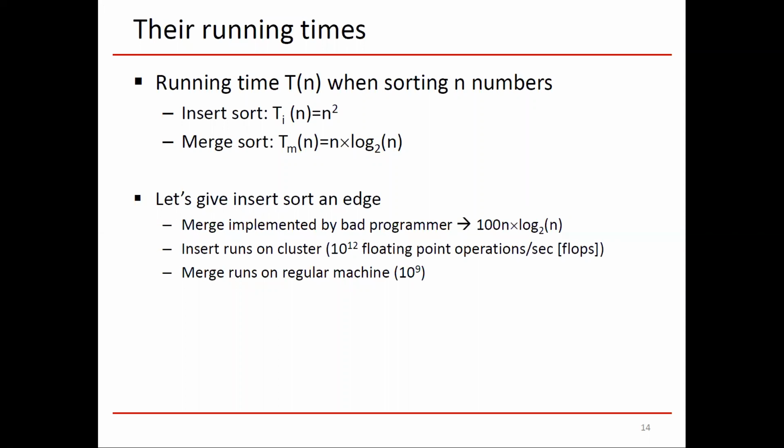And maybe not only that, the insert sort runs on a cluster, 1 trillion instructions per second. And my merge sort is going to be on a regular machine, 1 billion operations per second. Now, I could squeeze this further. We could be running on an abacus with 1 operation per second, but let's not exaggerate, okay? So I gave the insert sort 2 edges: a bad programmer for the merge sort, and the insert sort is running on a much faster computer. So let's see what happens.